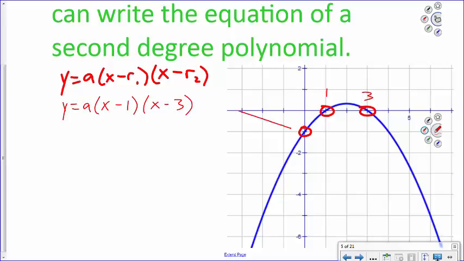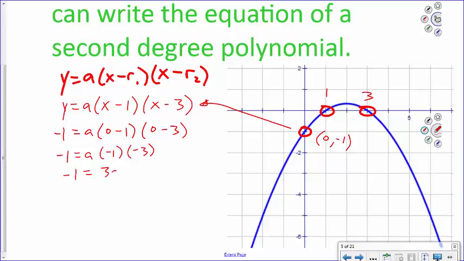And then we'll plug in a point. Remember, I can't plug in one of the roots, otherwise it'll just cancel everything out. So I'm going to plug in this point at 0, negative 1. So negative 1 equals a, plug in 0. And a would be negative 1/3. So we'd have y equals negative 1/3, x minus 1, x minus 3.